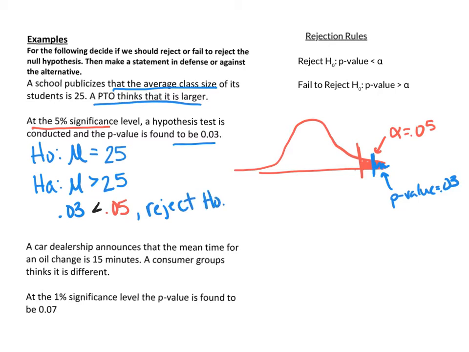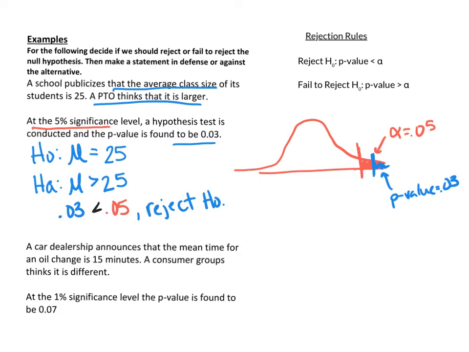That's the first step. That is the decision. Now that I've rejected H naught, I need to make a conclusion. If you think of a court case, what this is saying is that I'm rejecting your innocence, because the null in a court case is that you are innocent. I am rejecting your innocence. Now that I've rejected your innocence, what am I saying? Well, I'm saying you're guilty. Why am I saying you're guilty? I am saying you're guilty because there's enough evidence to support that.